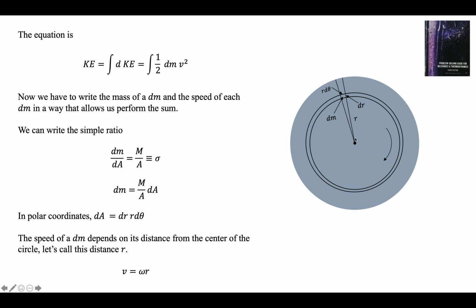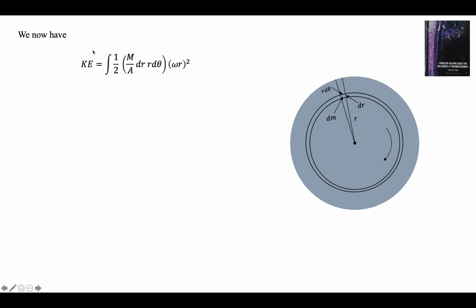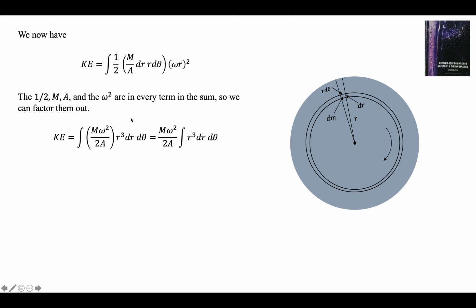The speed is not... the speed is omega r. All right, so now we're pretty close. The kinetic energy is 1/2 dm, that's dm, m over a dA, times the speed. The speed's omega r. This is true for every piece on there, every dm on there. The 1/2, the m, the a, the omega squared, those are all constants. We can factor them out, and we can pull this constant outside the integral sign. And we have r cubed dr d theta.